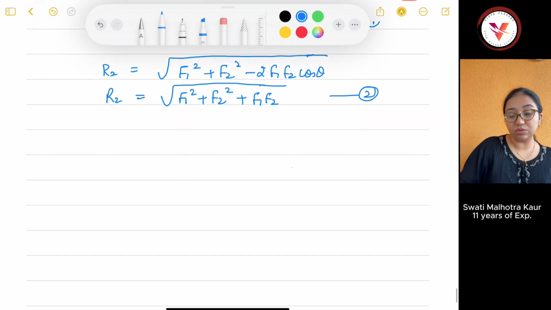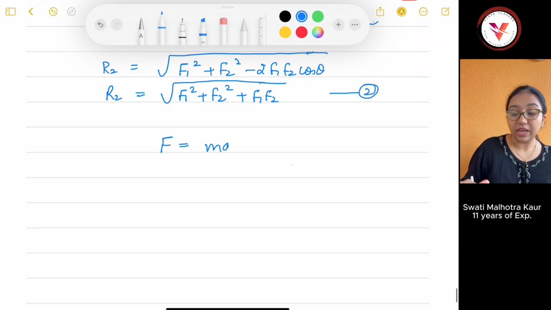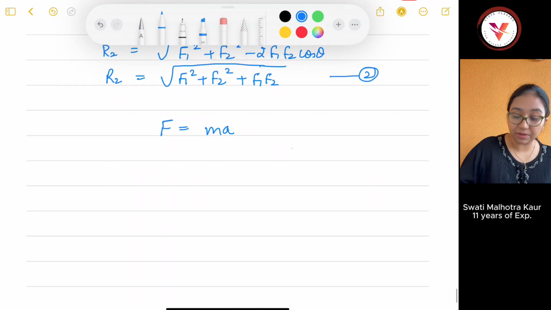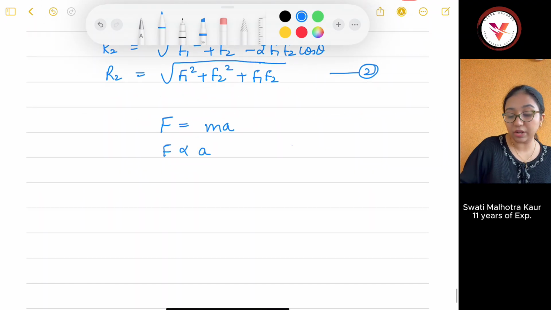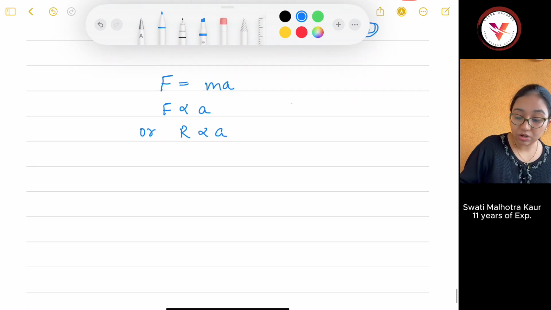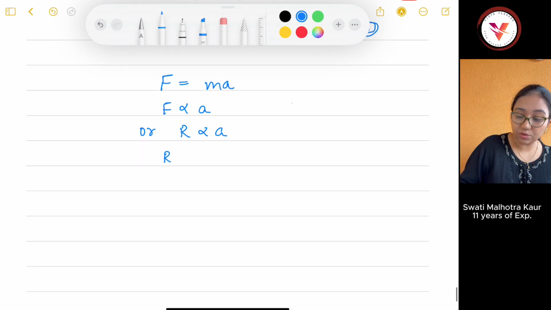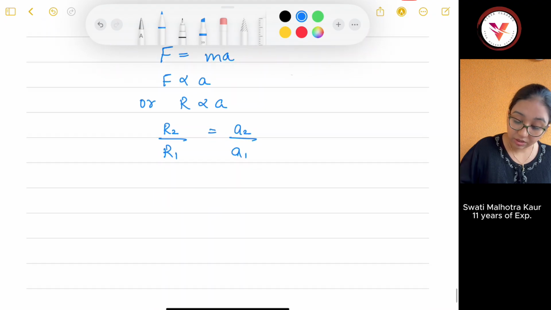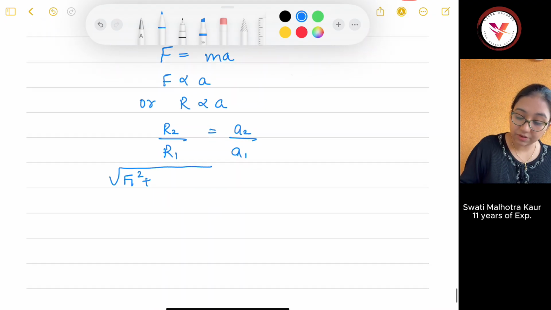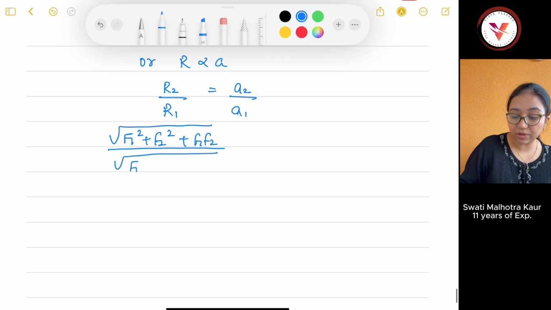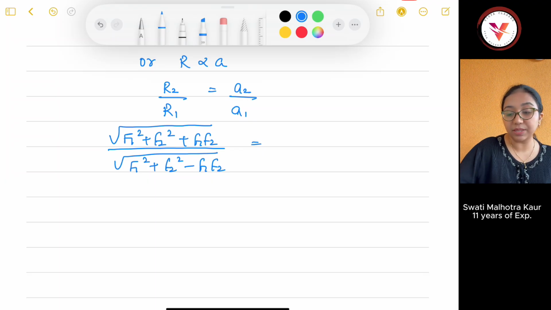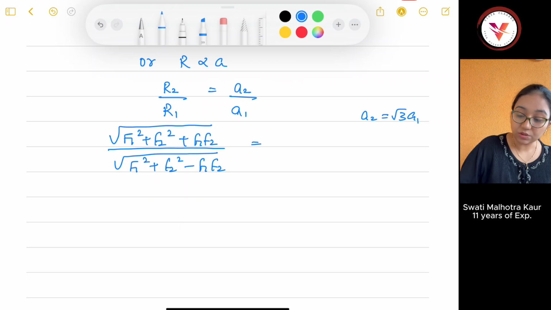This is the second. Now you know that force is basically mass into acceleration, and they are talking about a particle, so the mass is the same. That means force is proportional to acceleration, or here the resultant is proportional to acceleration. So R2 by R1 is equal to A2 by A1, because the new acceleration will become root 3 times. So R2 is the square root of F1 square plus F2 square plus F1 F2, and R1 is the square root of F1 square plus F2 square minus F1 F2, and the acceleration becomes root 3 times. That means your A2 is root 3 times A1. So the ratio is root 3.